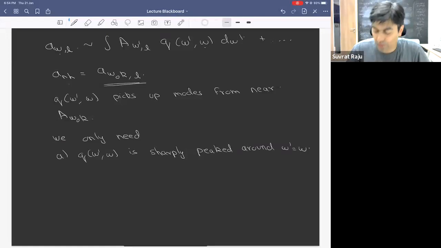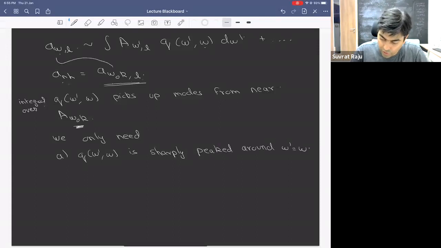And you see that, if you do that, this integral over q omega prime omega will indeed pick up modes from near a omega naught k. Okay? And notice that's because we said a and h is a times omega naught kl. So it's just omega naught k that's going to enter this omega here. And if q omega prime omega is sharply peaked around omega prime equal to omega, then you see that this integral will pick up contributions only from a omega naught k and not contributions from frequencies that are very different from a omega naught k.